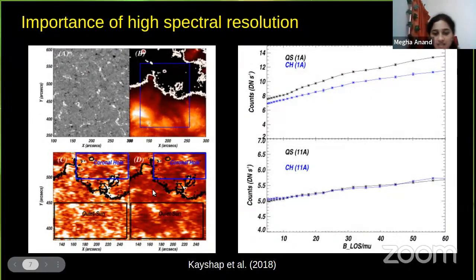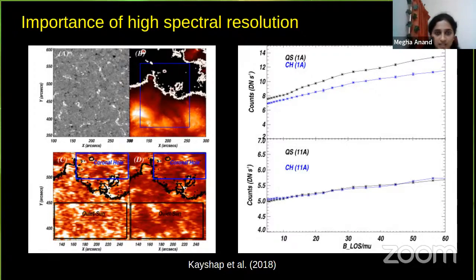But when they did a detailed study of binning it over the magnetic field strengths, and also studying it as a function of spectral resolution, they see that at a spectral resolution of 1 angstrom, they see intensity difference between the quiet sun and the coronal hole. But this difference disappears when lower spectral resolution is considered. So this was kind of a motivation for us to study the magnesium 2 index with high spectral and spatial resolution, which can be provided by IRIS.